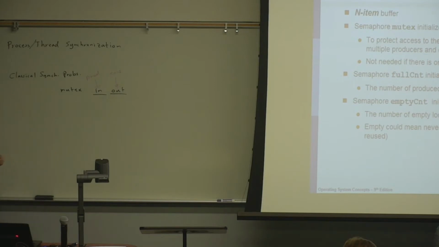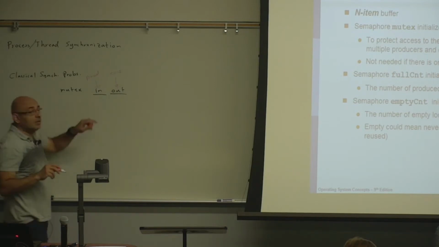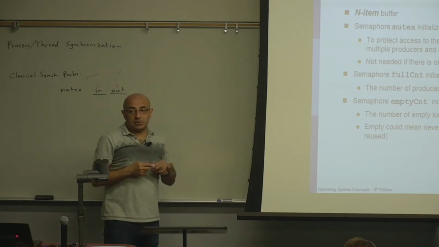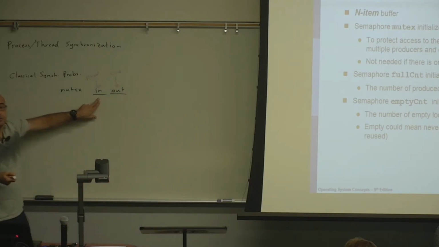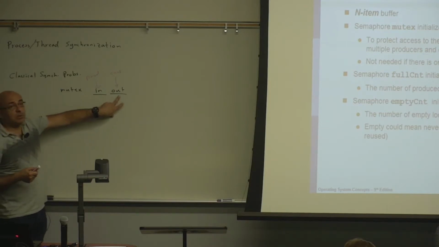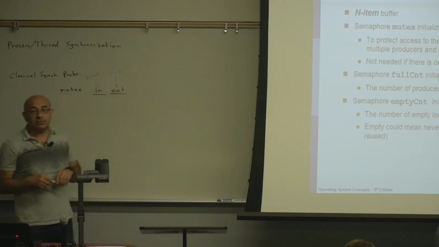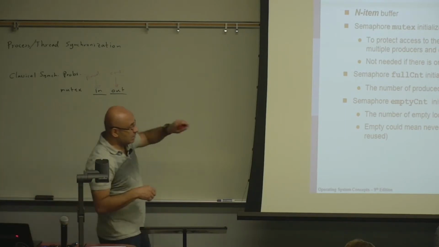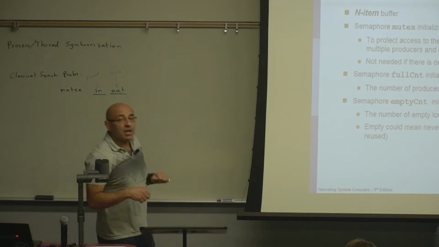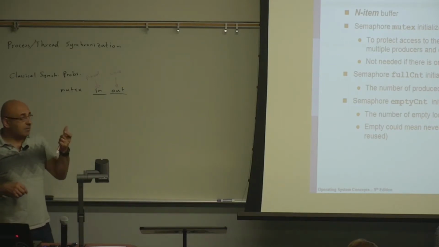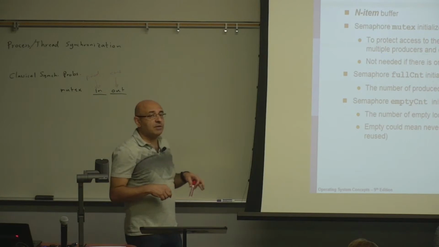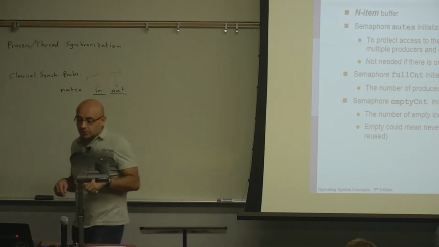Now, in and out will be shared variables if we have multiple producers or multiple consumers. So if we have multiple producers, in becomes a shared variable, and if we have multiple consumers, out becomes a shared variable, and we need to protect it. But if we have a single producer, single consumer, there is no need to protect in and out. In this solution, we will be protecting in and out with a semaphore because we will be assuming that we may have multiple producers and multiple consumers.